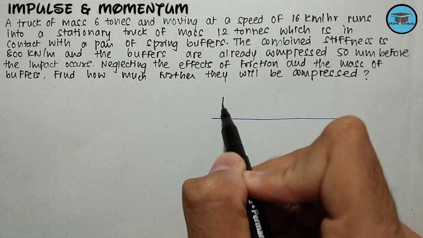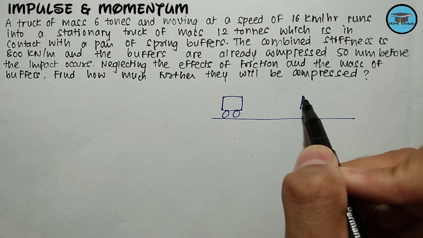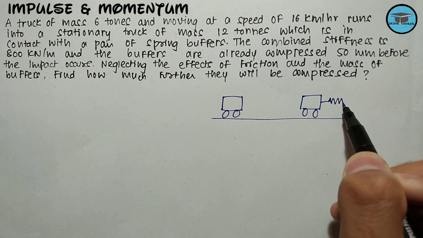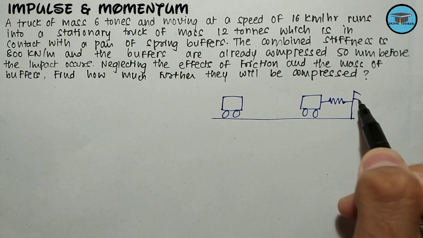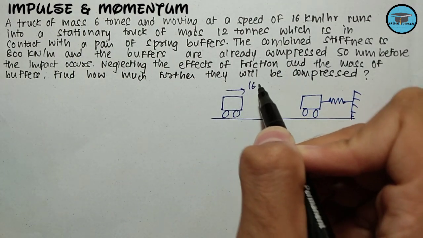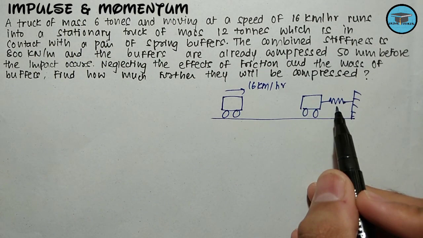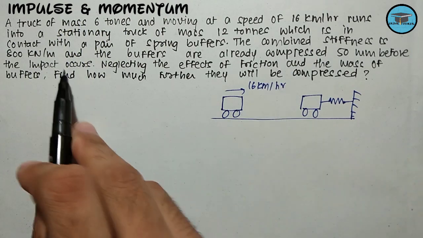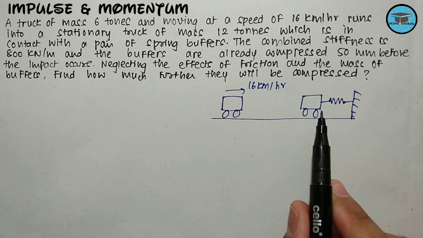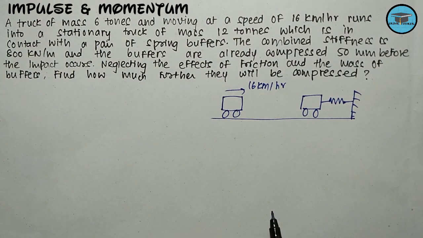So this is a truck having a mass of 6 tons and this is another truck having a mass of 12 tons which is in contact with spring buffers. This truck is moving with a velocity of 16 km per hour, and this truck is initially at rest, and this spring is 50 mm compressed before this impact occurs. That means before this truck collides with this truck, the spring is initially compressed by 50 mm and the stiffness of the spring is given as 800 kN per meter.